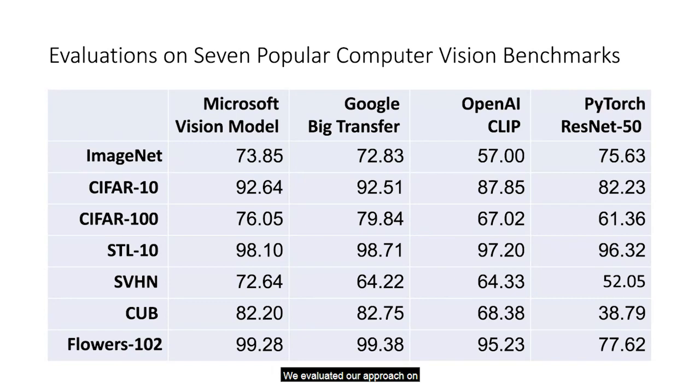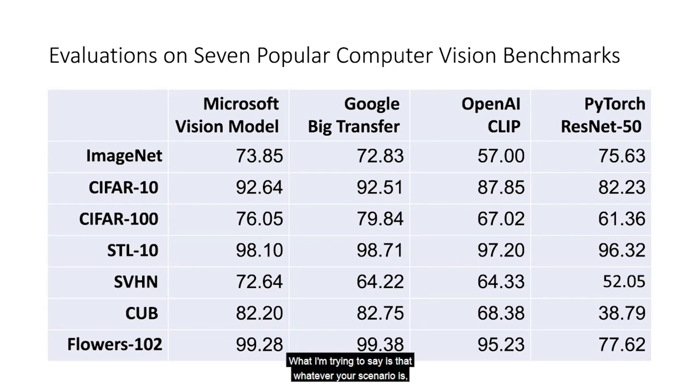We evaluated our approach on multiple datasets from different domains, including some popular general-purpose datasets like ImageNet or CIFAR or STL, and some more fine-grained datasets like CUB, which is bird detection, flowers recognition, and SVHN, which is actually a house numbers dataset taken from street photos. On each of these datasets, we have competitive results.